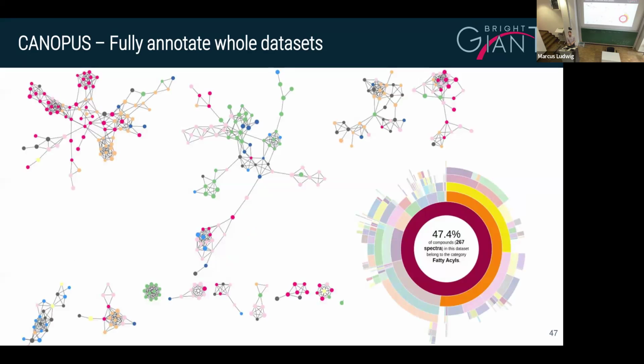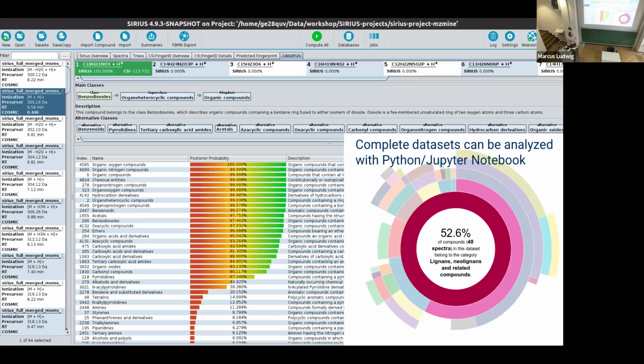Or, I think this is what we are going to see still in this workshop, you can annotate networks, molecular networks, with compound classes, and this gives you an idea which compounds are in this network and makes it much easier to go through the data. And this is basically the view in Sirius, which then will give you all the compound classes. And there you can have a look.